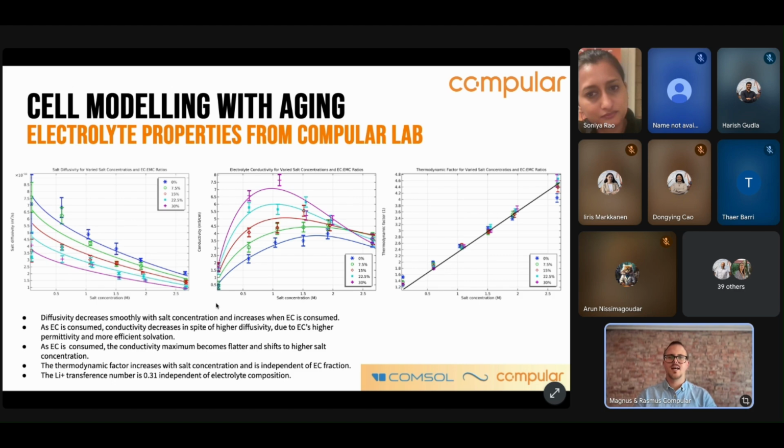If we're looking instead at the electrolyte conductivity, we see something which behaves a little bit differently. So first, if we're looking at the concentration dependence for the salt concentration, we get the familiar shape. But if we're looking at varying EC content, we see that as we use up EC, we actually get lower conductivity, as opposed to what you would expect based on the diffusivity results. And the reason for this is that EC is a more powerful solvent of the lithium salt than EMC is. So it's better at separating the ions, and then the effective charge concentration becomes higher with more EC.